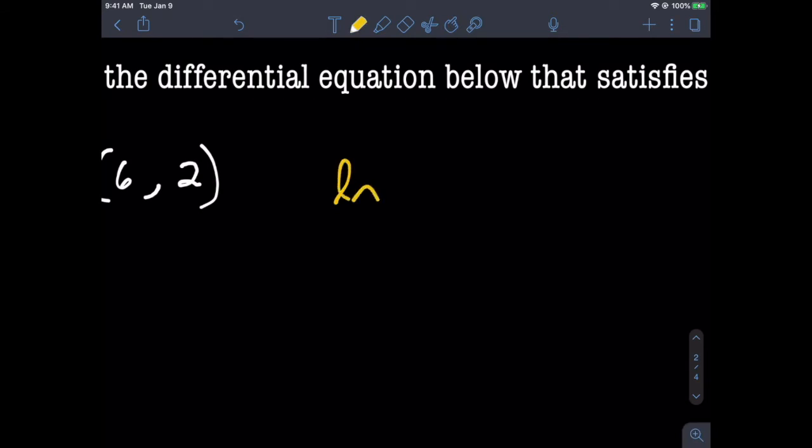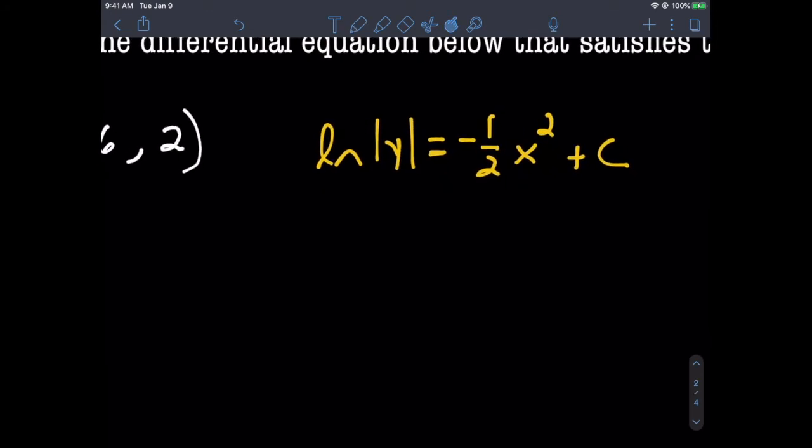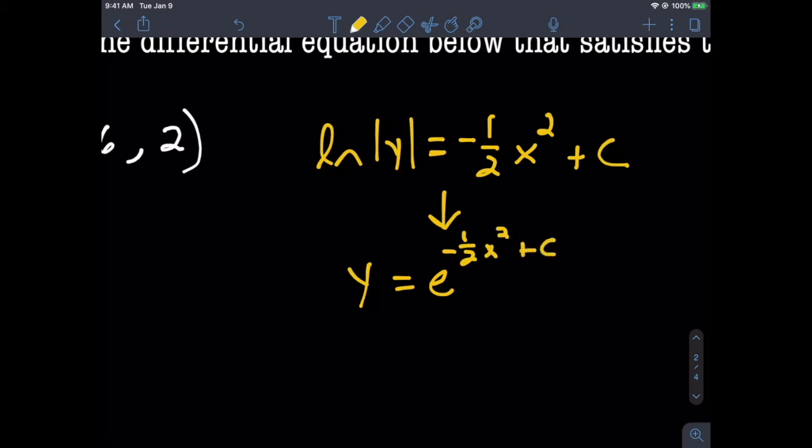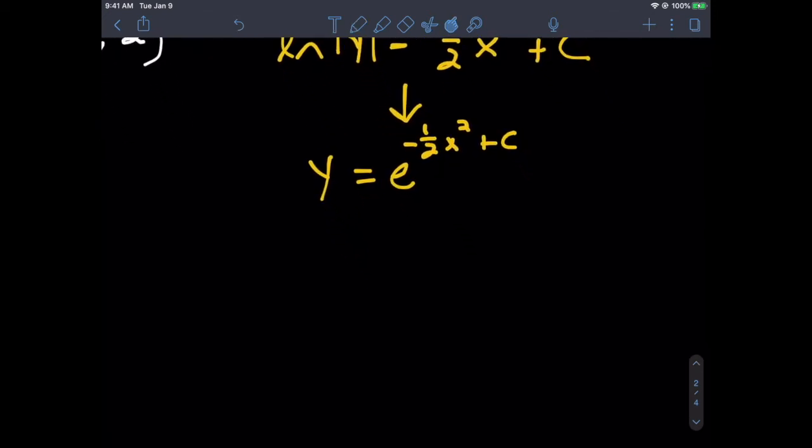Anyway, the antiderivative of 1 over y is the natural log of the absolute value of y, and then the antiderivative of negative x is negative 1/2 x squared, and of course plus c. Having y inside of a natural log is algebraically going to be kind of challenging for us, so it's actually going to be in our favor to solve for y this time. Fortunately, all we have to do is translate to the exponential statement e to the negative 1/2 x squared plus c. And now we'll use some of the properties of exponents to take that c out of the exponent position.